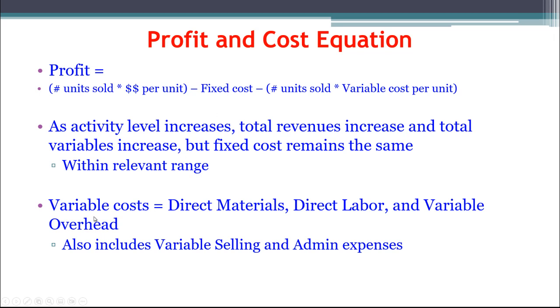We defined variable and fixed costs earlier, and we said the variable costs would include things like direct materials, direct labor, variable overhead, but it also includes variable selling and administrative expenses. The point is, these change as our activity level of production changes.